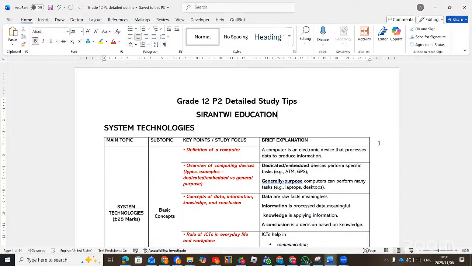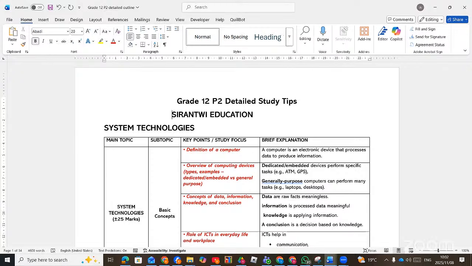Today we are going to focus on theory, specifically to see the detailed study tips, what you must do. And I know in most cases, learners struggle with the theory as compared to the practical. But when you ask the majority of learners, they will tell you theory is easier, but I believe theory is where learners do not get a lot of marks. So today we are going to make sure that we cover all the detailed study tips.